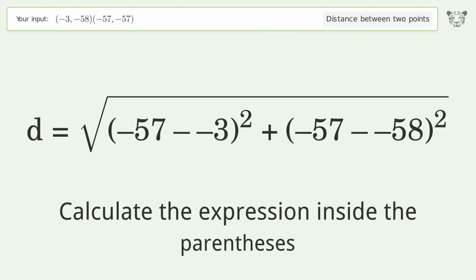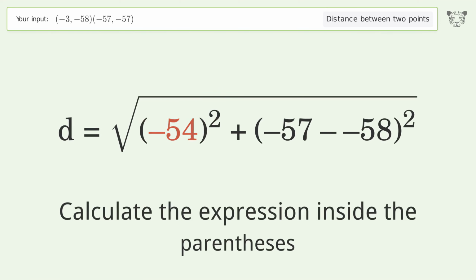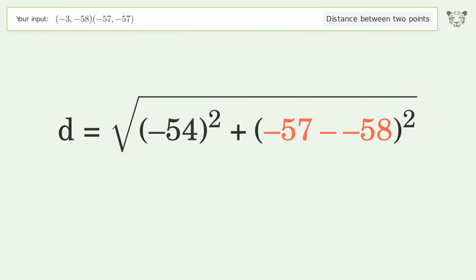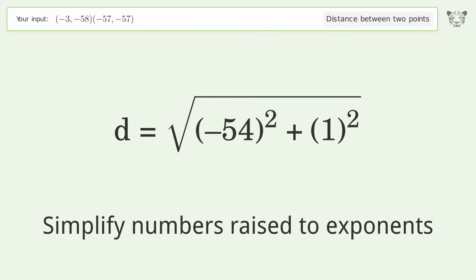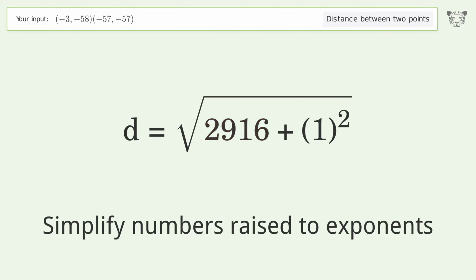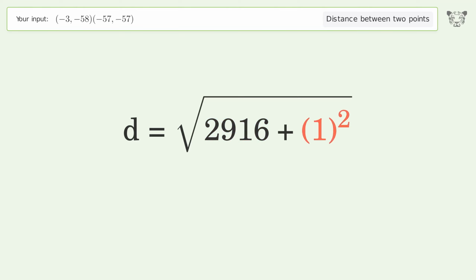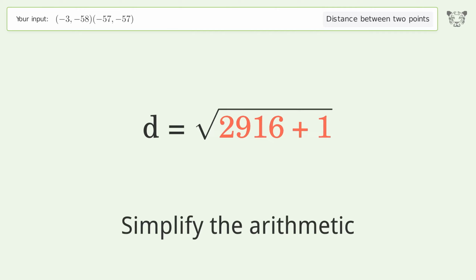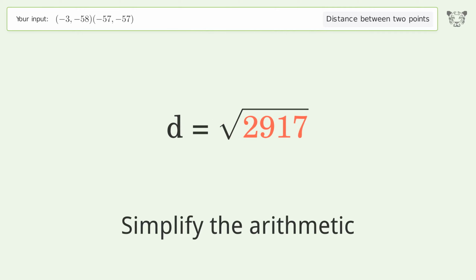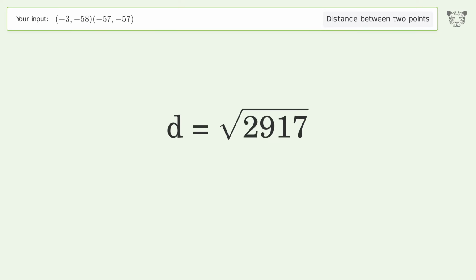Calculate the expression inside the parentheses. Simplify numbers raised to exponents. Simplify the arithmetic. And so the distance between the 2 points is the square root of 2,917, or 54.009.